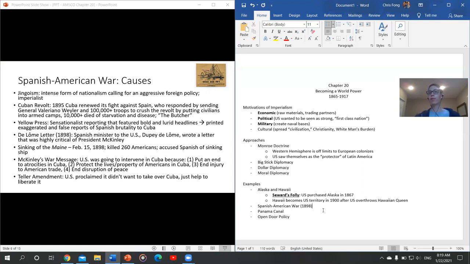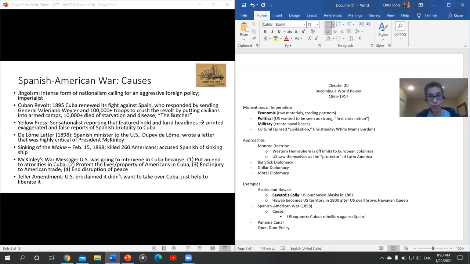The U.S., both from their Monroe Doctrine approach, Europeans need to get out of the Western Hemisphere. We need to protect our American, well, that's a more broad use of the word American. We need to protect our North American brothers. And then also from an economic motivation, we need to, you know, take advantage of the resources there. The U.S. decides to support this Cuban rebellion against Spain. So the cause of the Spanish-American War: the U.S. supports the Cuban rebellion against Spain. Again, some economic motivations there and some political motivations there as well.